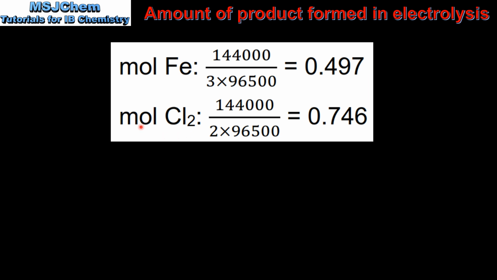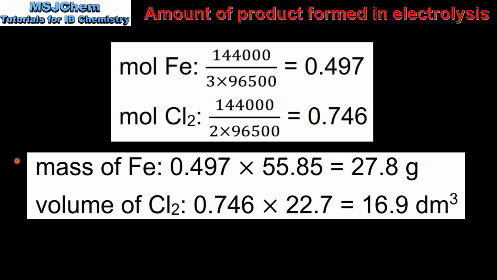To calculate the moles of chlorine produced, we divide the charge in coulombs that passes through the electrolytic cell by 2 times the charge on 1 mole of electrons. The reason we multiply this value by 2 is because it takes 2 moles of electrons to form 1 mole of chlorine. This gives us 0.746 moles of chlorine gas.